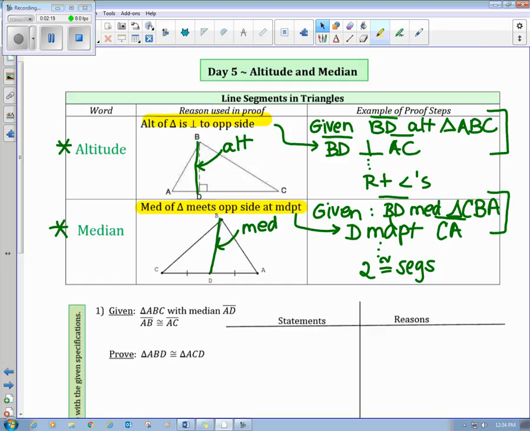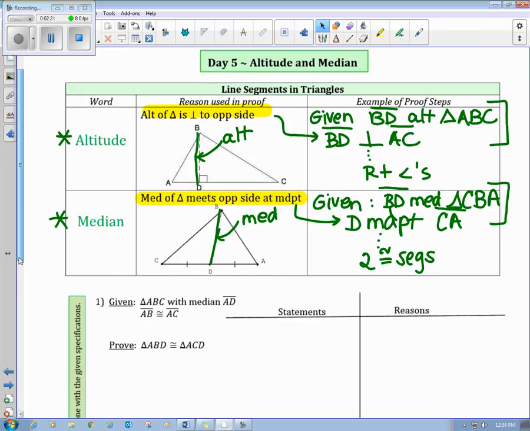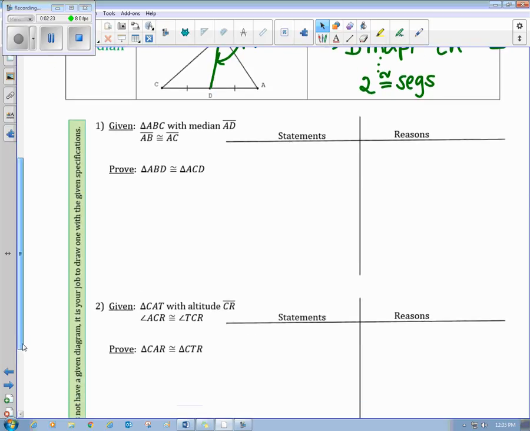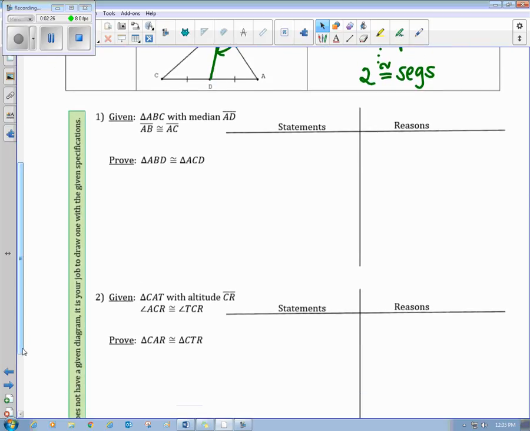So if we take a look at a couple of the example questions down below, we're going to be given the information that we have a median for one and an altitude for the other. The interesting thing about these two questions is that there is no picture drawn for us, so we are expected to draw our picture on our own. So I'm going to use this information that's right here to draw my picture.